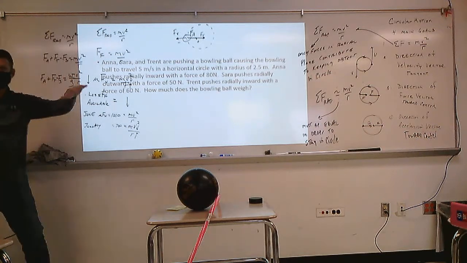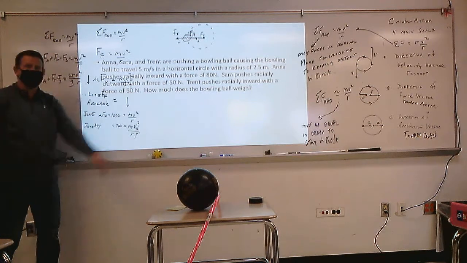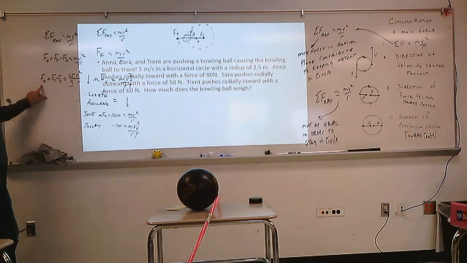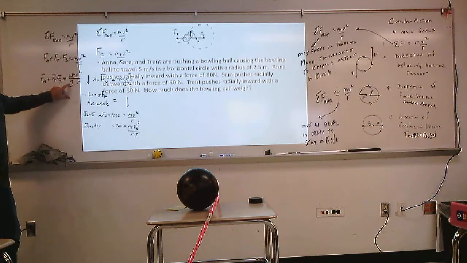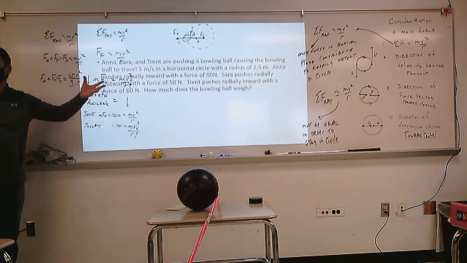So we've solved our level 1 problem. Now, if we know everything other than W, we're good to go. What's the value of F_A? Anna pushes radially inward with a force of 8. Trent's force is 60. Sarah's force is 50. G is 9.8. What's the radius? 2.5. And v is? Do we know everything but the thing we're looking for?